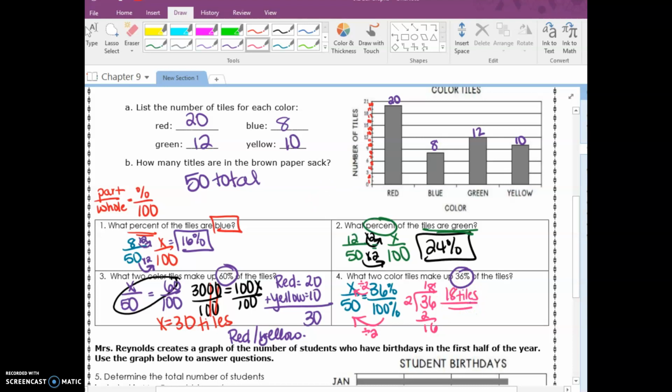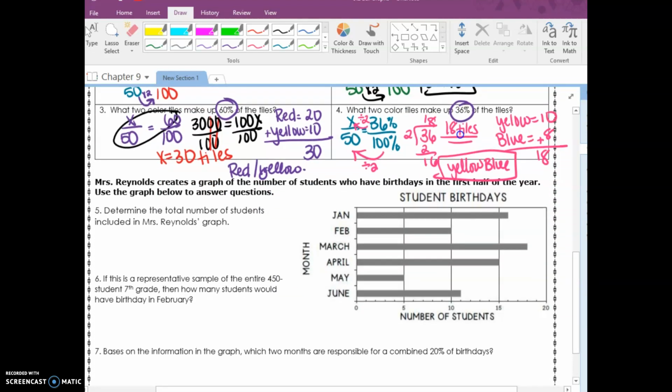For 18 tiles, I see a 10 for yellow, and then I have blue is 8. Add those together, and that's 18. So yellow and blue would be my answer. All right, so let's move on.